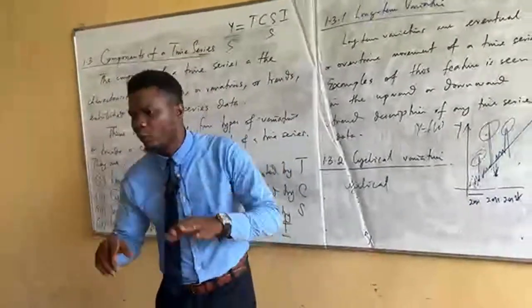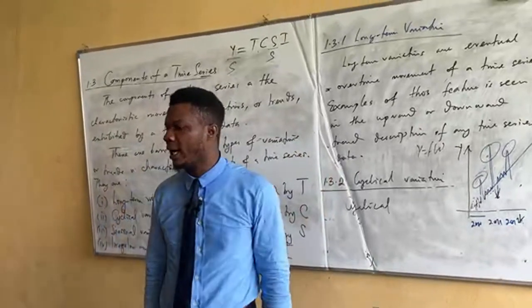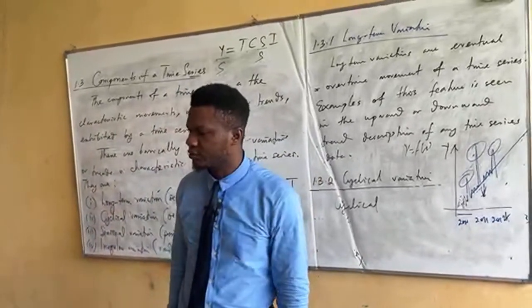Somebody should give me an example or two about irregular variations.